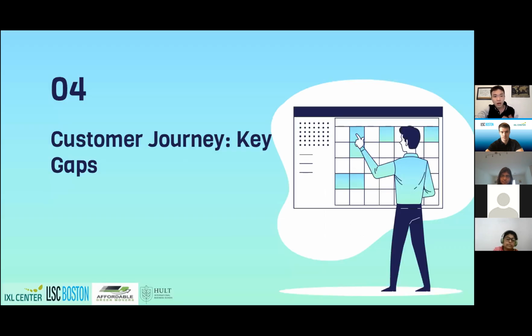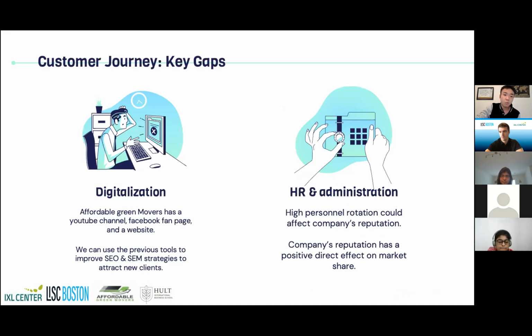So, having in mind all these issues, let's look at the key gaps. As I said before, we see some problems on the digital side: setting the budget, scheduling, and all of that. And on the employee side, we think that the company can really improve, getting long-term employees who are reliable as well.